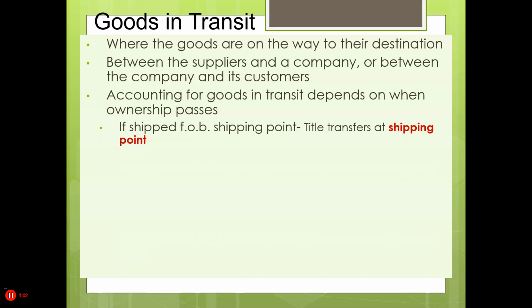If shipped FOB shipping point, title transfers at the shipping point, which means that the buyer has ownership the minute it leaves the dock. If shipped FOB destination, it does not transfer to the purchaser until it is received. So it stays in the seller's inventory until it's received.